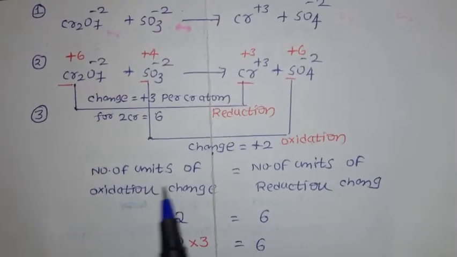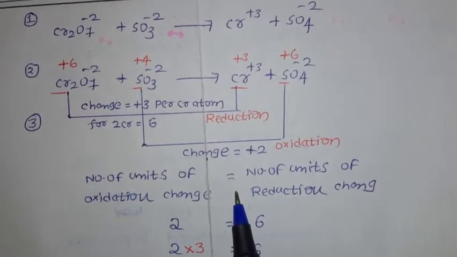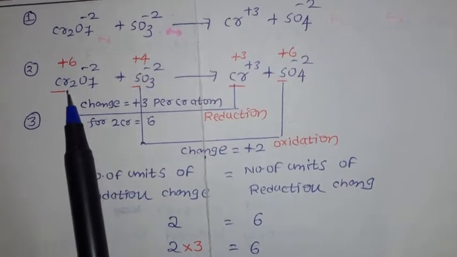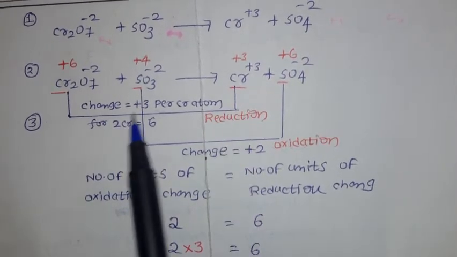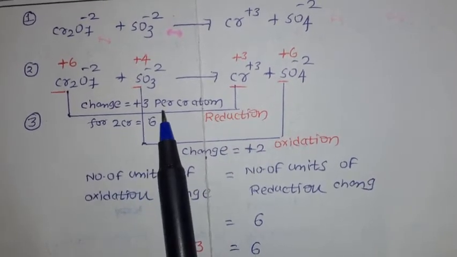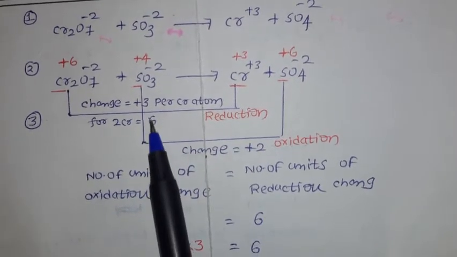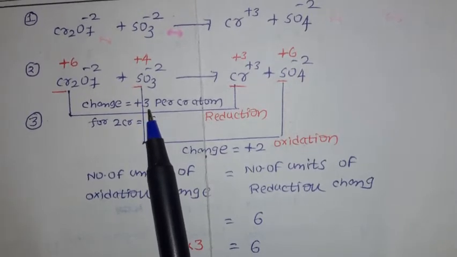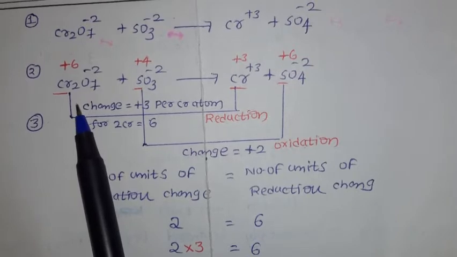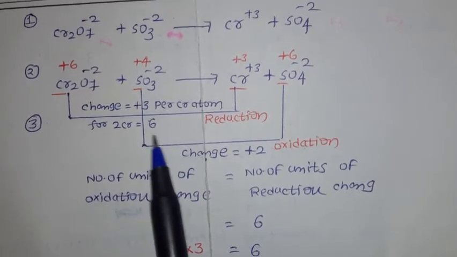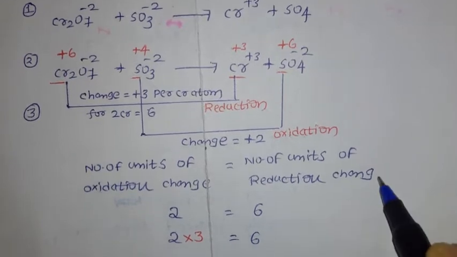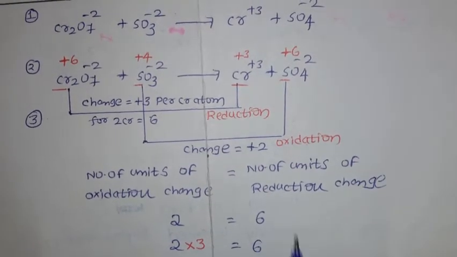The next step is that the number of units of oxidation change should be equal to the number of units of reduction change. In the reduction change, how many units do we have? The change is plus 3 for 1 chromium atom. But in total we have 2 chromium atoms, so the number of units of reduction change is 6 for 2 chromium atoms.